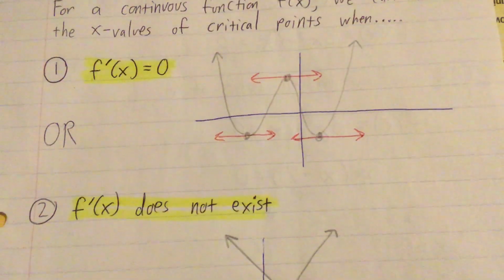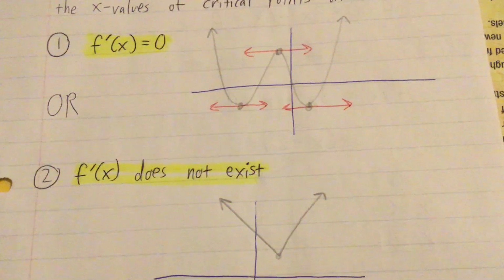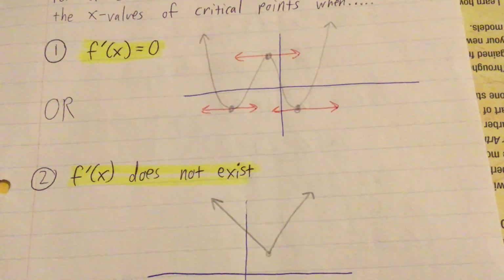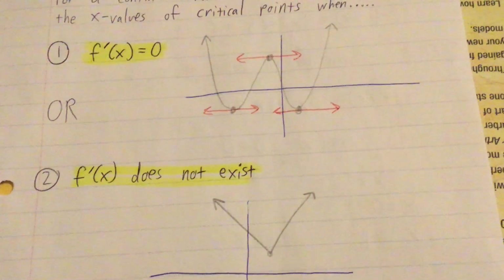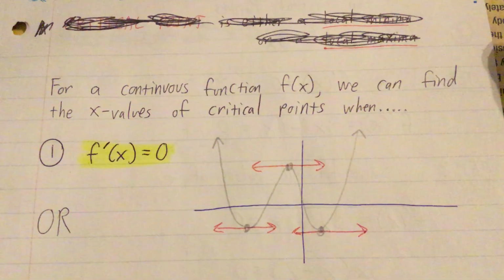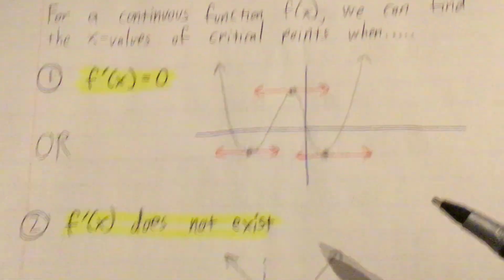So the other part is, well, what happens when f prime of x does not exist? I might answer this towards the end of May, but for now, I want you to understand that a critical point occurs when f prime of x is equal to 0.